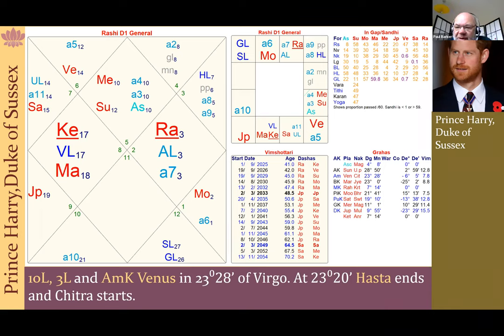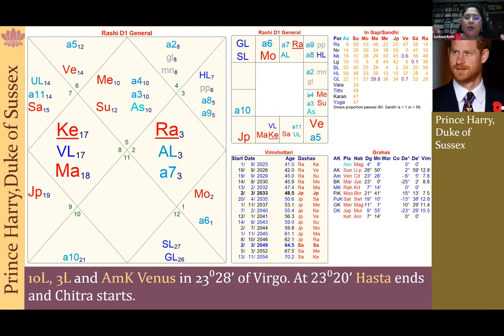We're getting towards the end, but two people have asked a similar question. What is the span of Nakṣatra Sandhi? Yes. I said it's the last degree of the Nakṣatra, okay? It can be the first degree of the next Nakṣatra and the last degree of this Nakṣatra. So if you see, the difference is coming in minutes. 23 degrees 20 minutes, Hasta is ending and Chitra is starting, and Prince Harry's Venus is at 23 degrees 28 minutes, which means just eight minutes. So minutes is really, really minor. Just 8 minutes into the new Nakṣatra.